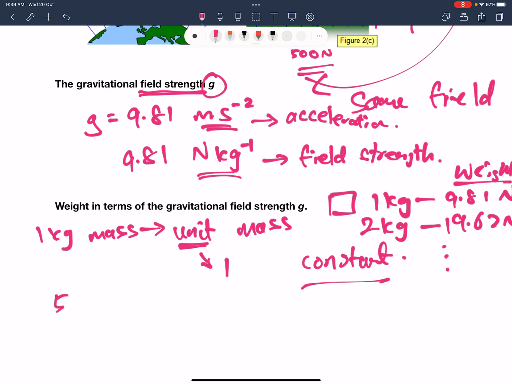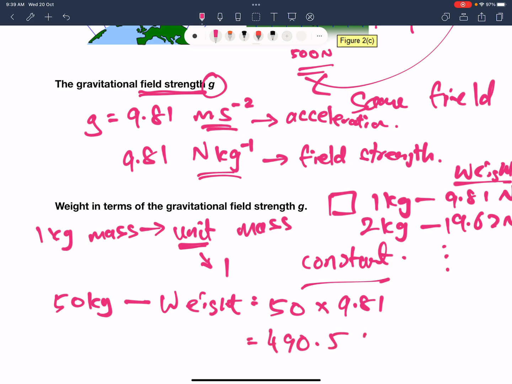If your mass is 50 kilogram, then your weight would be 50 times 9.81. Do you see it? Because for every 1 kilogram, the weight is 9.81. If you are 50 kilogram, then your weight would be 50 times 9.81, which will give you a value of 490.5 Newton. Don't get the units wrong, because here we are talking about the weight, as compared to here the mass. So this is what I meant by weight in terms of the gravitational field strength g.